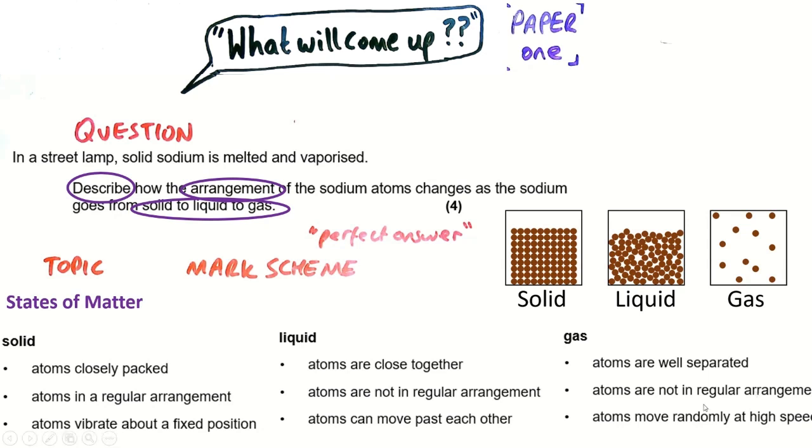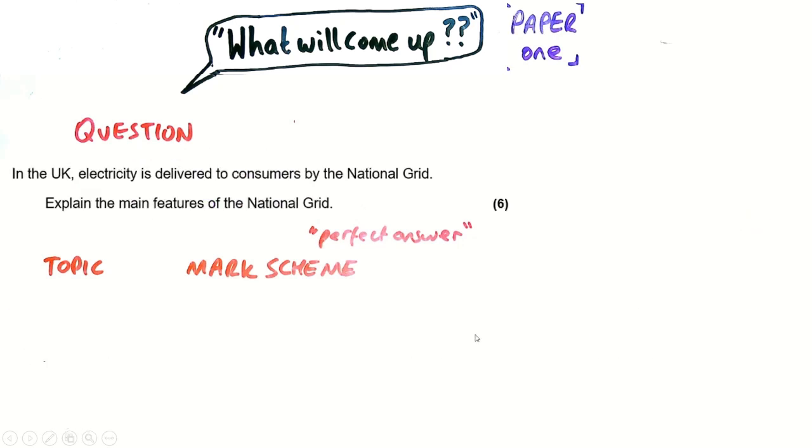Next one, we're going to dive into the electricity topic. We're going to talk about the national grid. So this question asks us to explain the main features of the national grid. The national grid is all to do with mains electricity. How does electricity get to our homes? And it looks something like this. This is from another question from another exam paper.